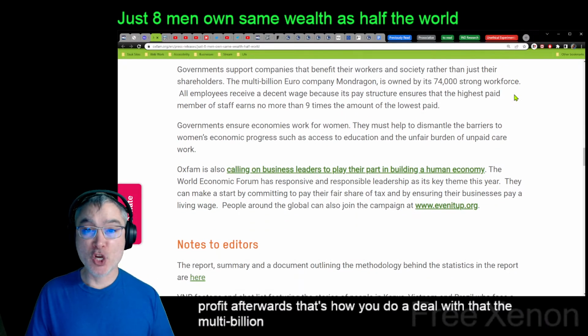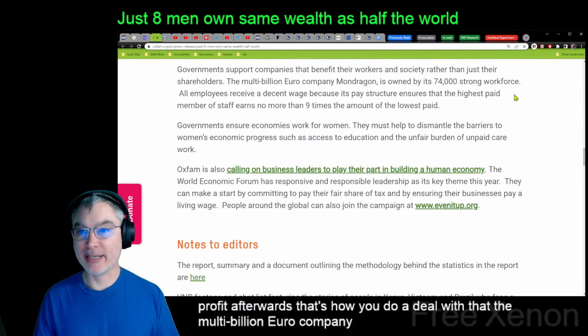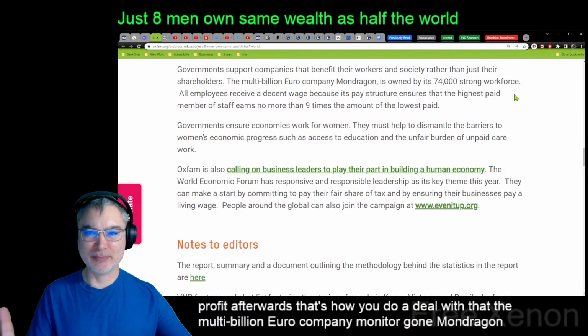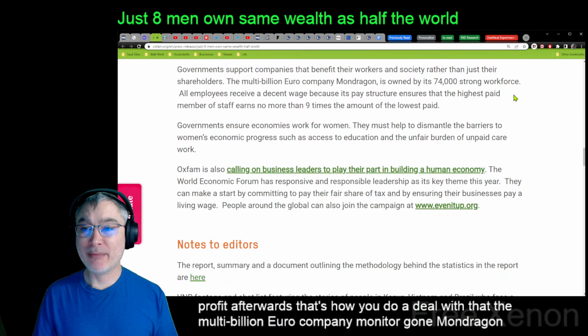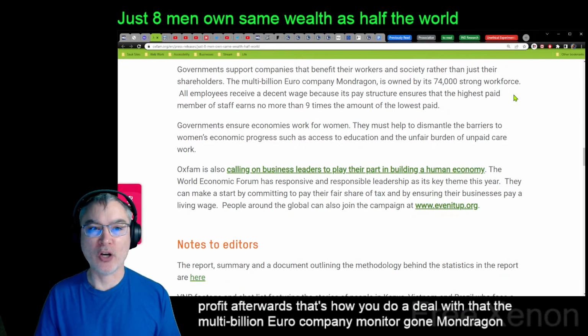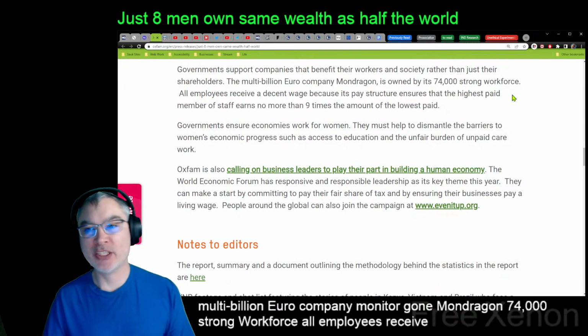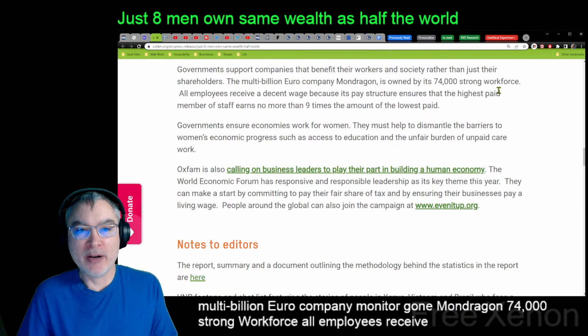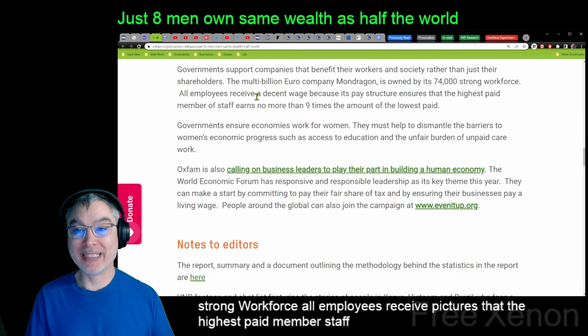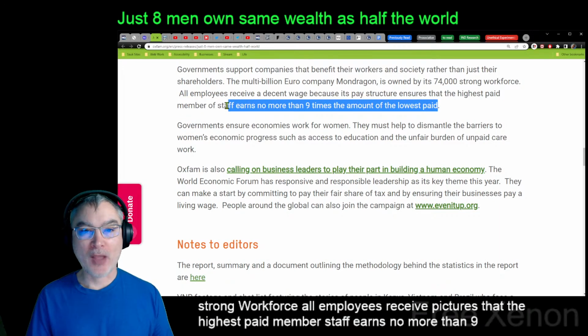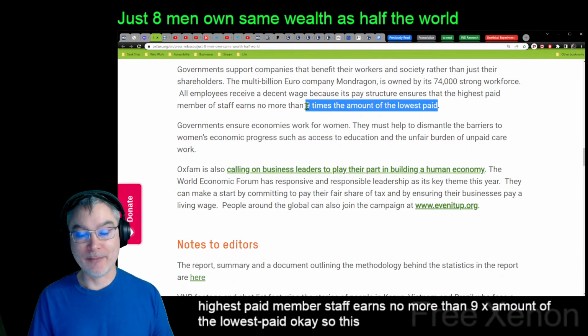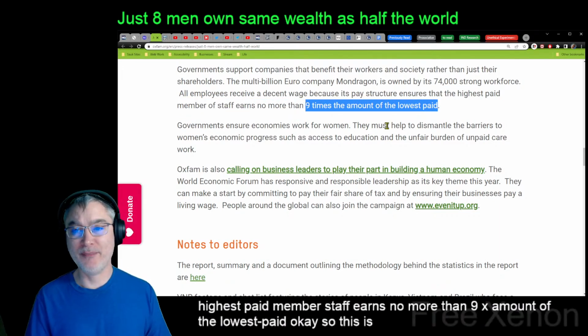The multi-billion euro company Mondragon, I'm not sure how to pronounce it correctly, is owned by its 74,000 strong workforce. All employees receive a decent wage because its pay structure ensures that the highest paid member of staff earns no more than 9 times the amount of the lowest paid. Okay, so this is fucking awesome.